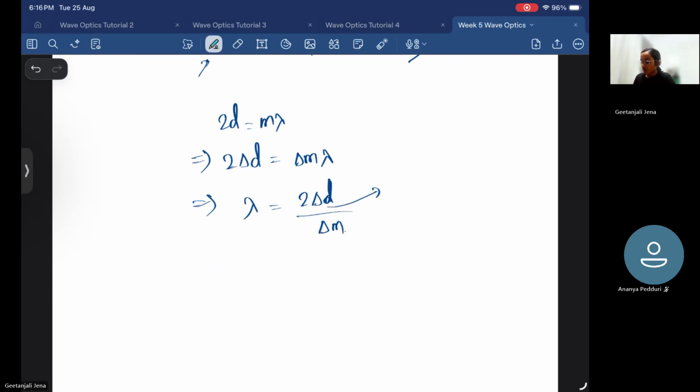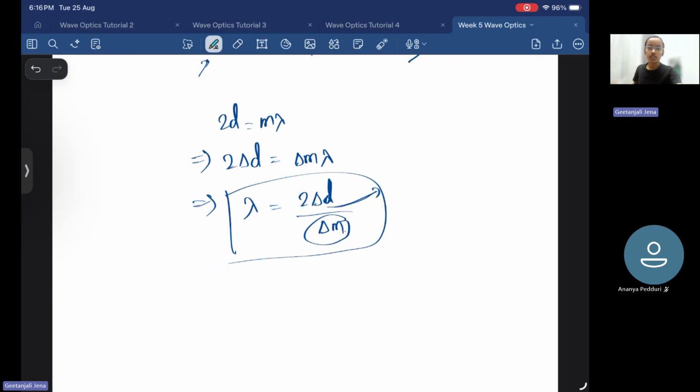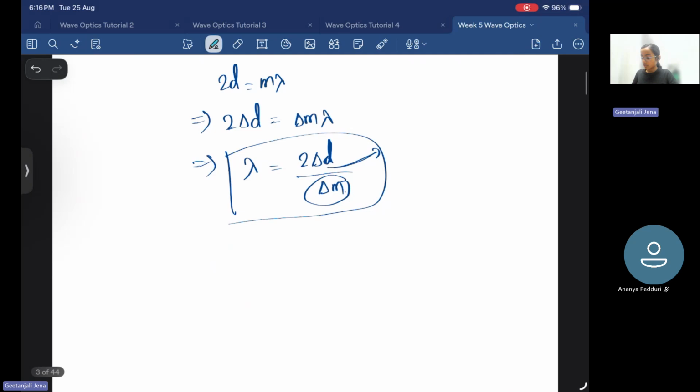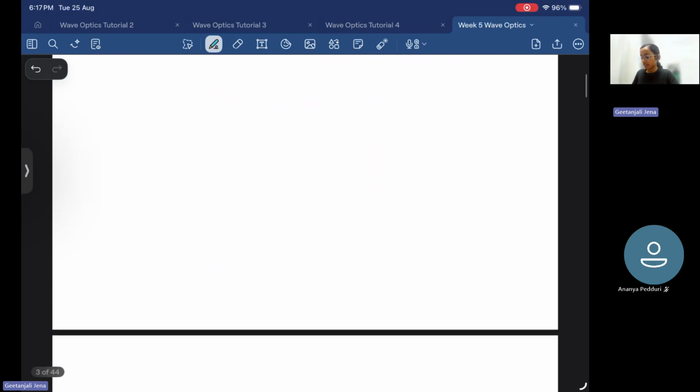Here delta D is the shift or change in the mirror position, and delta M is the number of fringes that collapse because of this change in delta D. Using this relation, you can easily calculate the wavelength during the experiment. So I think this is about the Michelson interferometer.